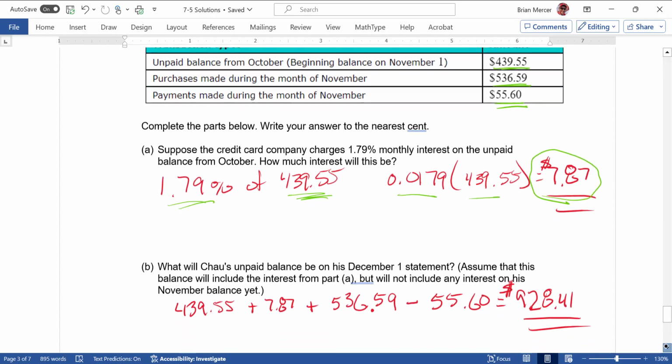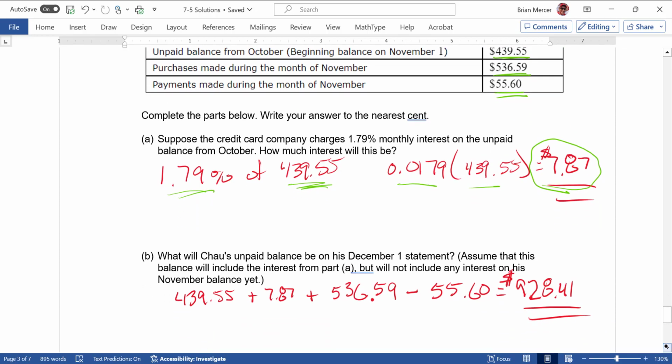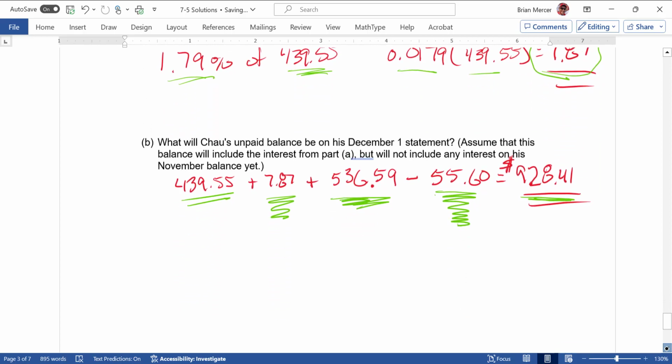And so then on the December statement, we kind of got to reconcile all these things. We had the 439, that's what we started with. The finance charge is what we're adding. Then we also added the purchases that we made, and then took away the payments that we made. So now that's the new unpaid balance at the start of the next month, so the December statement.